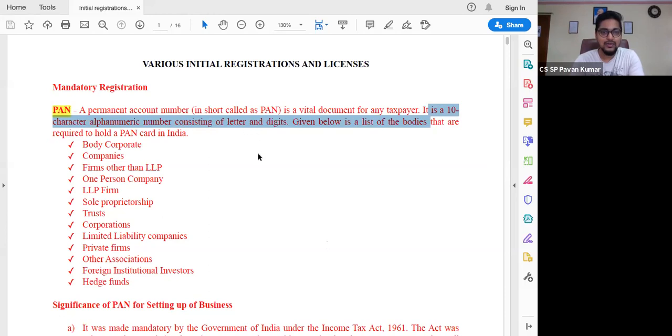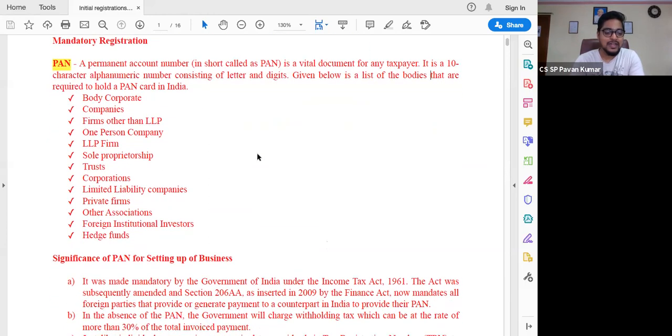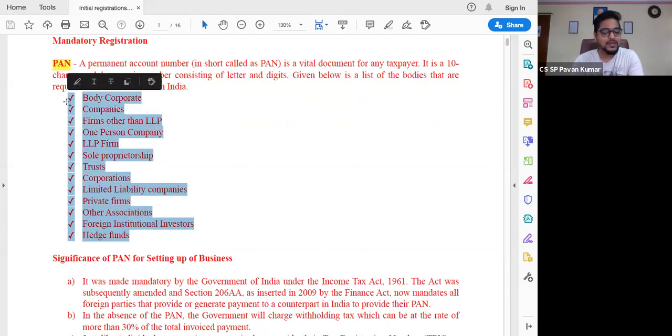So in India, what type of persons can apply for PAN? Is it only an individual who will have a PAN, or will a company have a PAN? The answer is no. All body corporates, which means any entity which has a separate legal existence, can apply for PAN. All companies, all LLPs, one-person companies, limited liability partnerships, sole proprietary.